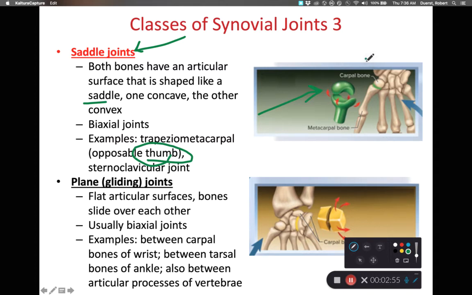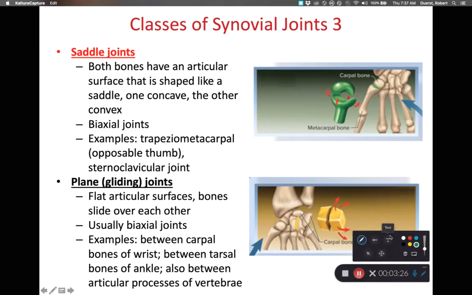So here we can have the carpal bone as the convex part of the saddle. We have the metacarpal right there as the concave part of the saddle, and that is going to give us 2 degrees of movement, so they are biaxial joints. And these saddle joints are biaxial joints where we have nearly equal degrees of movement in those 2 planes.